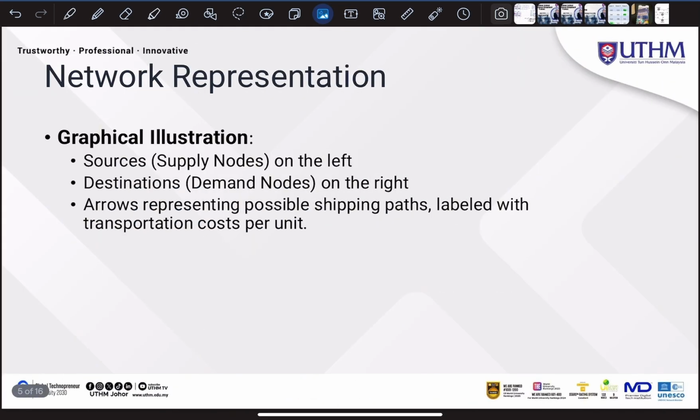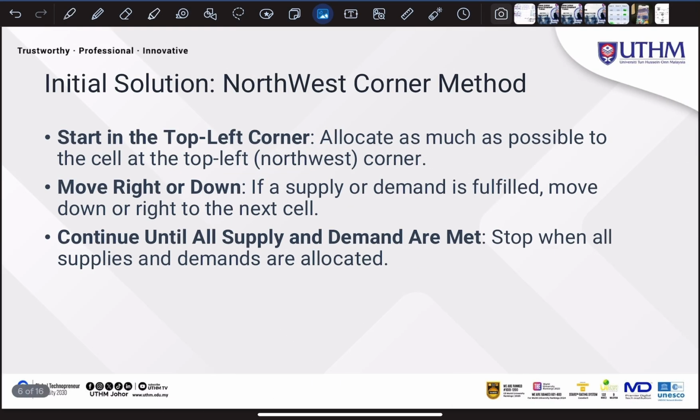Okay, so now we look into the graphical illustration. What should you have? The sources, and the destinations, which refer to the demand nodes on the right side. And also we need to have the arrows representing the possible shipping paths, labeled with transportation cost per unit. So these are the steps. We only focus on this type of method, which is the northwest corner method.